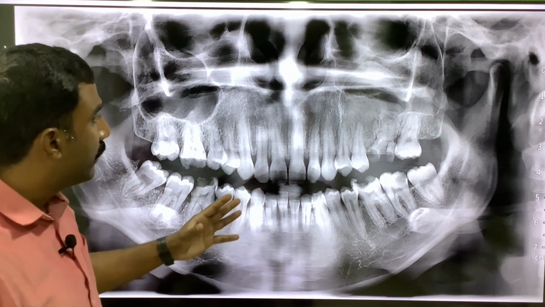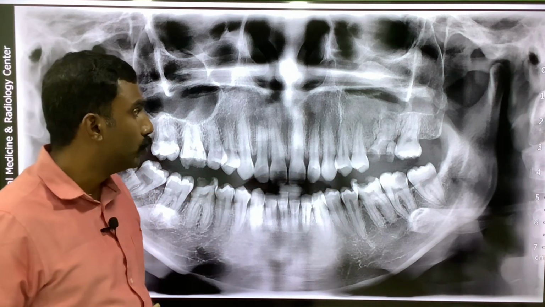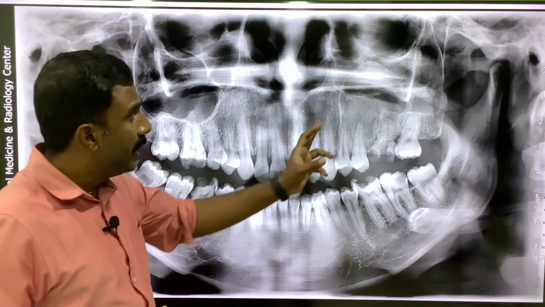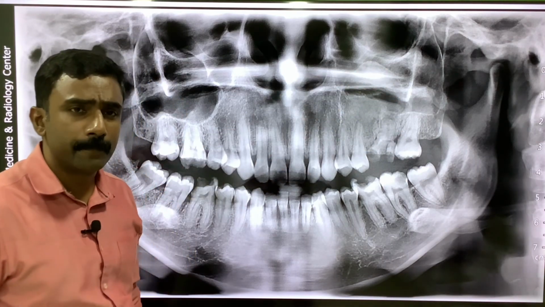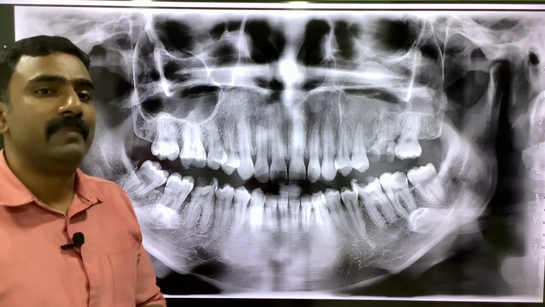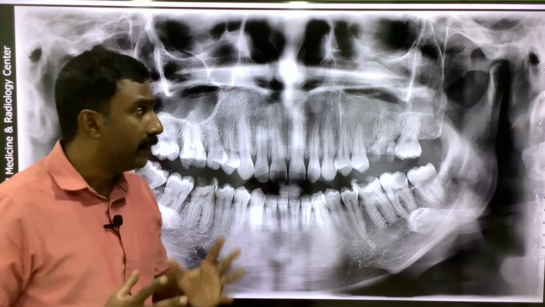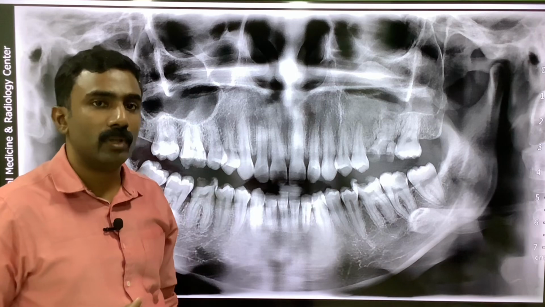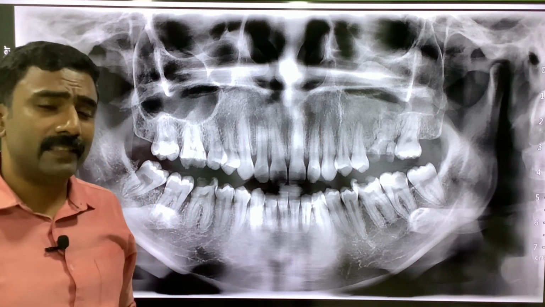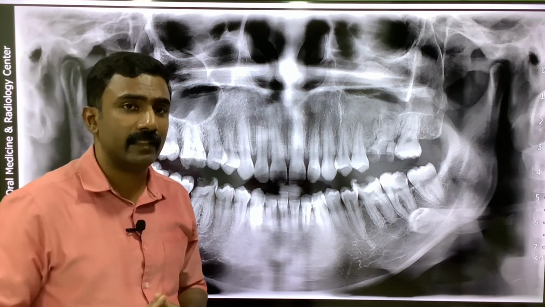You can see that there is a root fragment in 2-6. You can appreciate a dome-shaped radio opacity which is extending into the maxillary sinus. We would go into cone beam CT scans and analyze whether this is a true periapical lesion which is extending into the maxillary sinus, or this is just a pseudocyst of maxillary sinus, which is a mucus retention cyst.